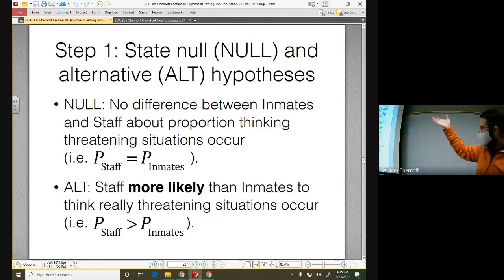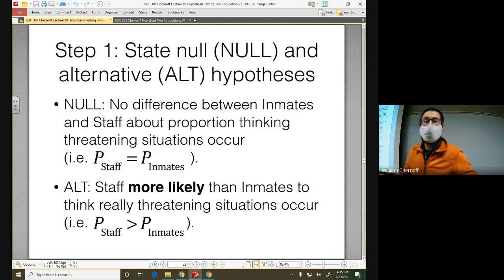So step one, we state our null and our alternative hypotheses. Again, our null hypothesis is always that doubting scientist hypothesis. The proportions are the same. There's no difference between these two groups. So here we have proportion of staff equals proportion of inmates.